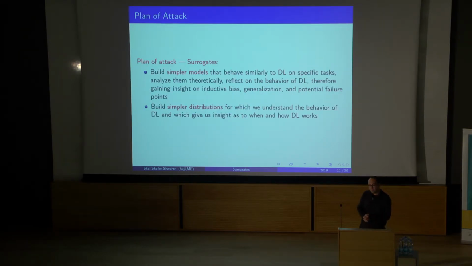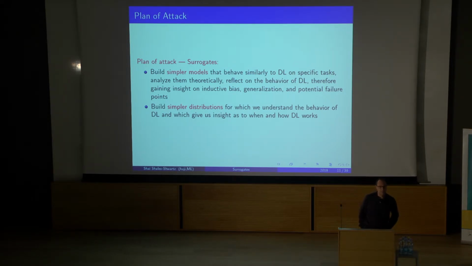Okay, so since we do not understand a lot about deep learning, the plan of attack that I propose in this talk, and this is the title of the talk, is to use surrogates. So instead of studying deep learning, let's study something else. And you can think about two types of surrogates. One type of surrogates is build simpler models. And this will be the first part of the talk. So you want to build something simpler than a deep ReLU network that behaves similarly to deep learning on specific tasks, but is easier to analyze theoretically.